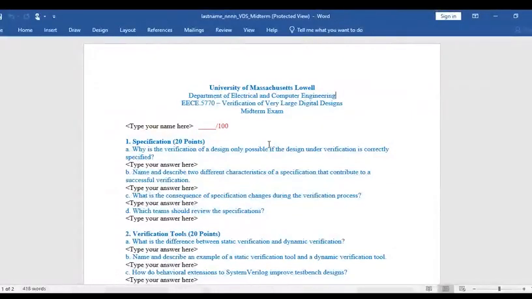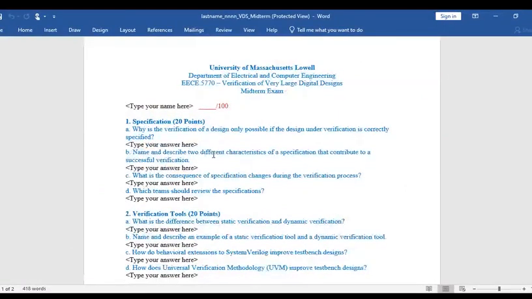So quickly on the exam, the average was kind of high. Maybe the final will be a little more difficult. I wouldn't say it's going to be tremendously more difficult though. So why is the verification of design only possible if design under verification is correctly specified? Because verification is seeing if the design matches the spec. So that's simply what the answer could have been. Maybe some embellishment on that.